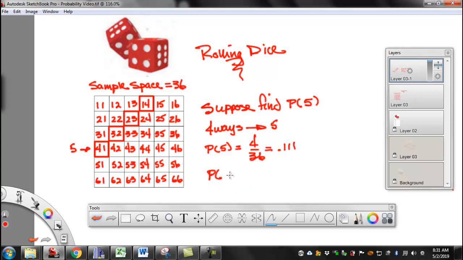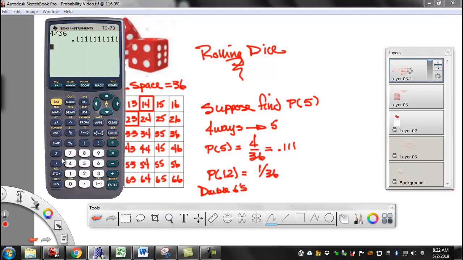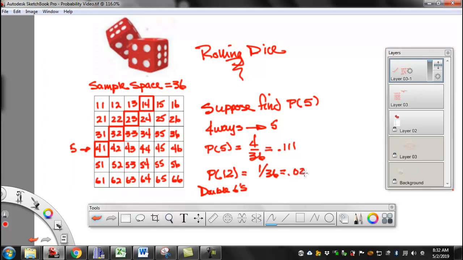Now let's look at, let's choose something here. What's the probability of getting a 12? Rolling double sixes. Okay, so how many ways are there to get a double six? The 12? There's only one way. That's it, there's only one way. So I take 1 divided by 36 in my calculator, and I get 0.027. I'll round that up to 0.028, 28 thousandths. And so that's the probability of getting double sixes.